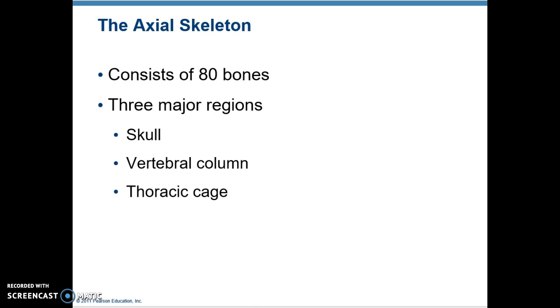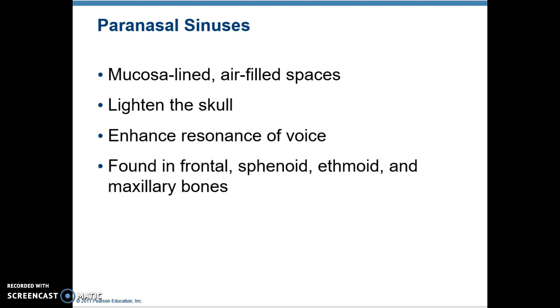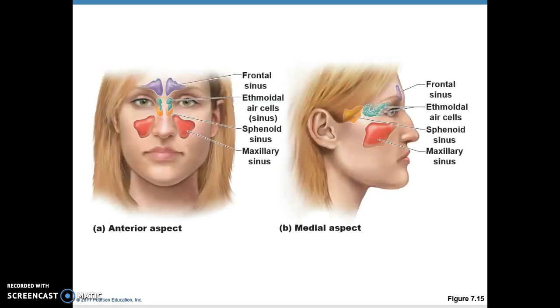So the first thing we want to talk about are your paranasal sinuses. We'll look at this picture while we talk about them. These are holes inside some of your skull bones that are lined with a mucous membrane and filled with air. They lighten your skull and help add some resonance to your voice. What you need to know is the four bones that contain sinuses: the frontal bone, ethmoid bone, sphenoid bone, and maxillary bone.